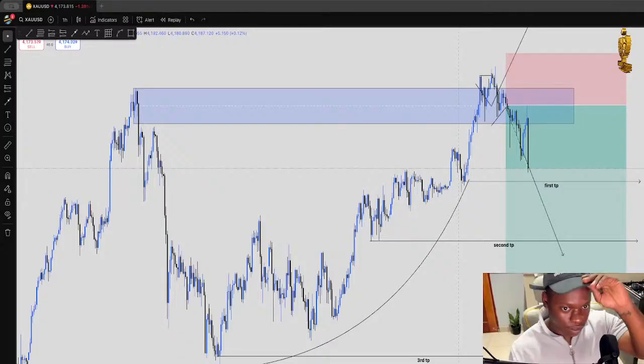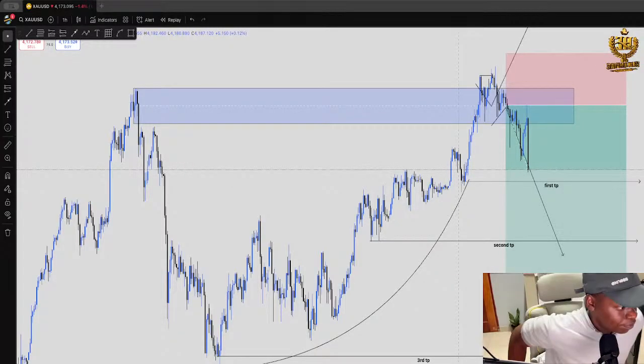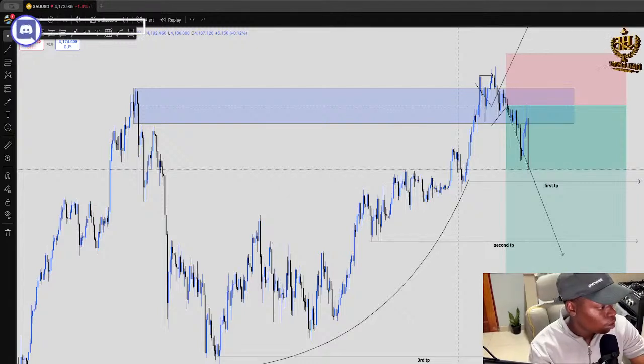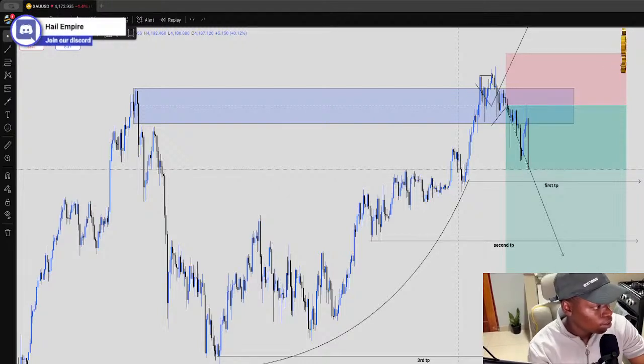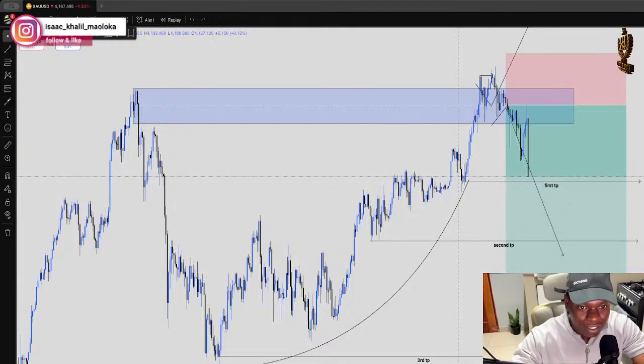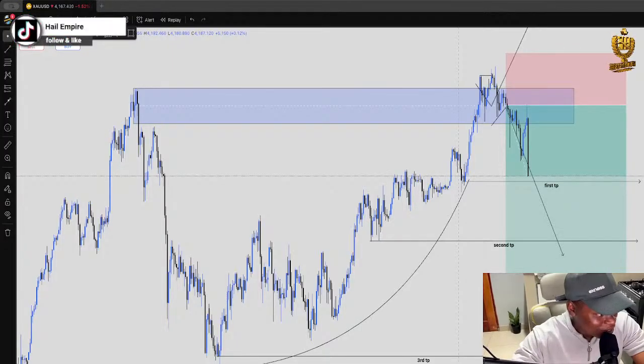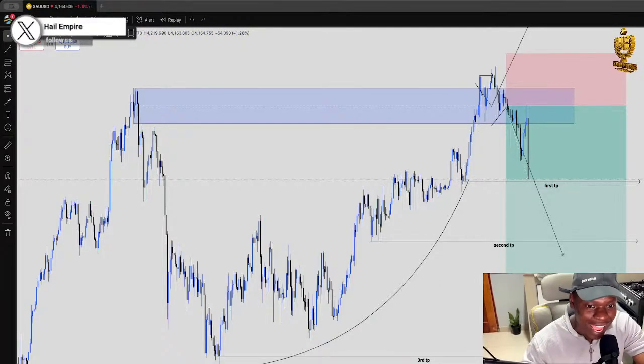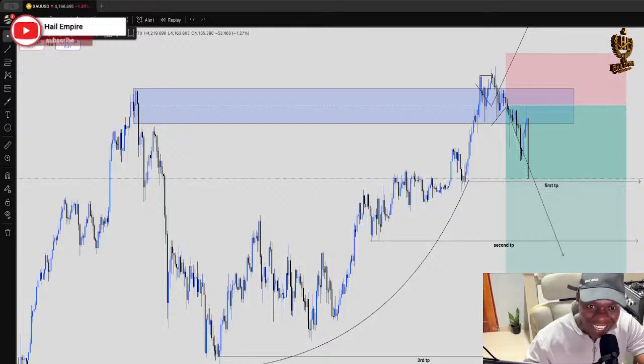Let's see. It's left with 2 minutes before the candlestick closes. It's just left with 1 minute. Look at that.